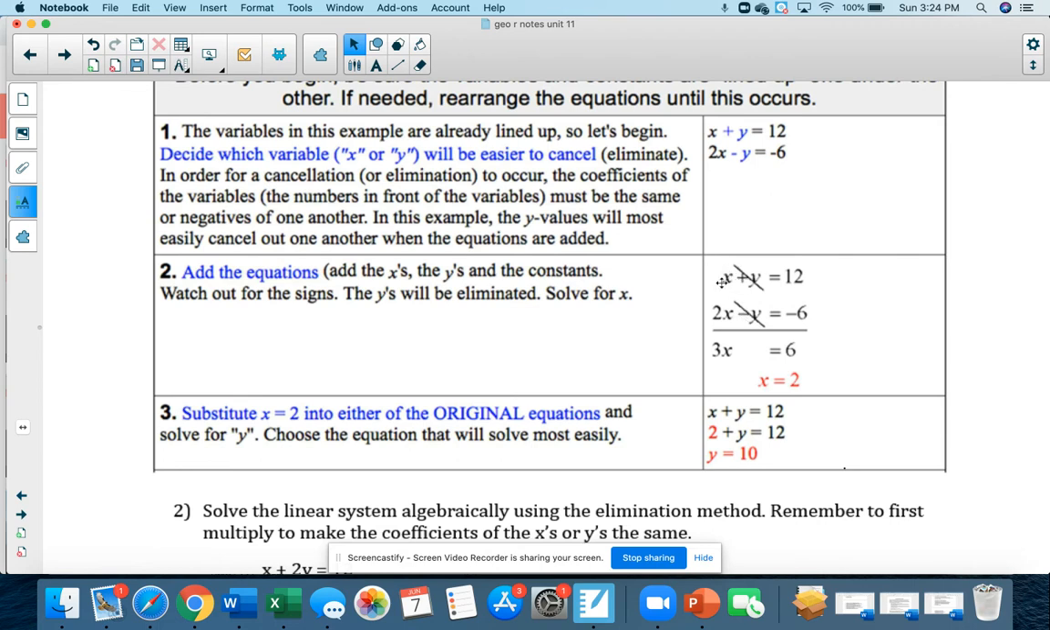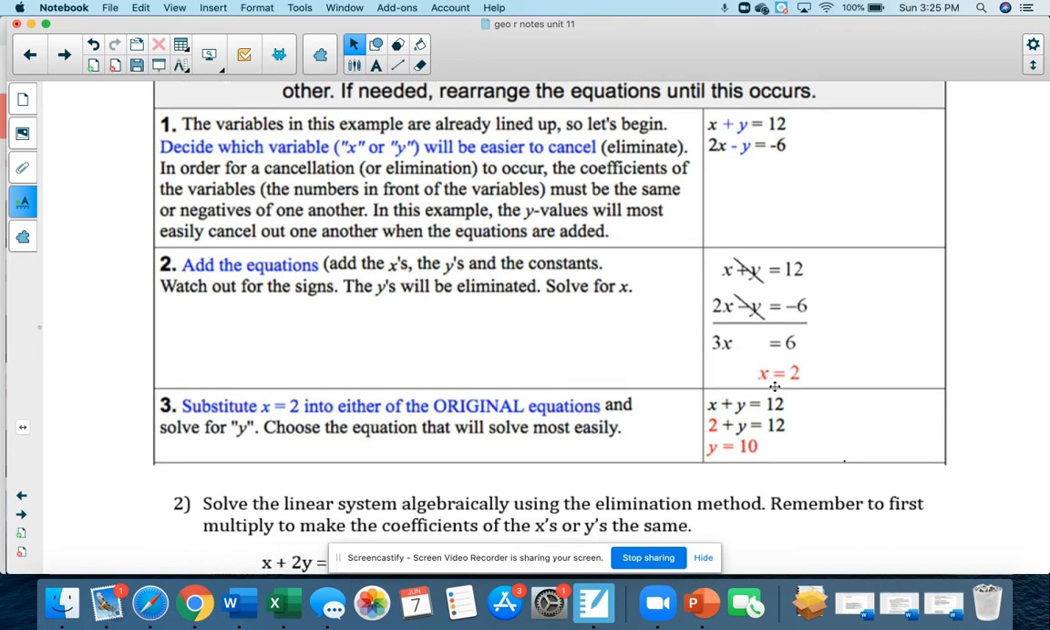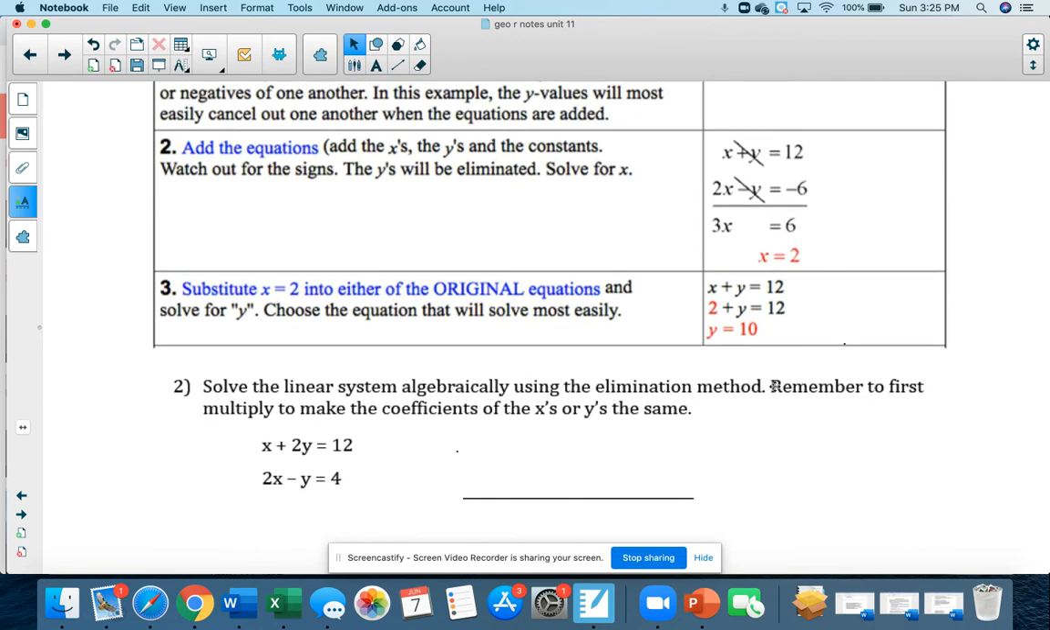Now, when I do that, x plus 2x is 3x. y plus -y, these cancel out. 12 plus -6 is 6. I solve for x, I divide by 3, x equals 2. Once I solve for one of the variables, you just go back to either equation, it doesn't matter which one, and substitute 2 in for x. So I went back to the equation x plus y equals 12. I'm substituting in 2 for x, and I'm going to solve for y equals 10.